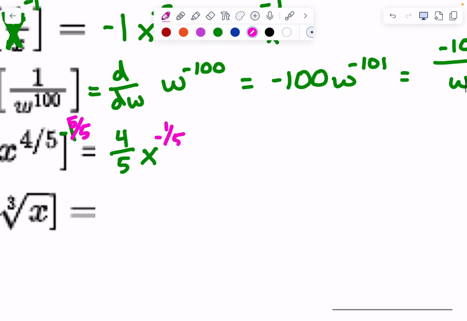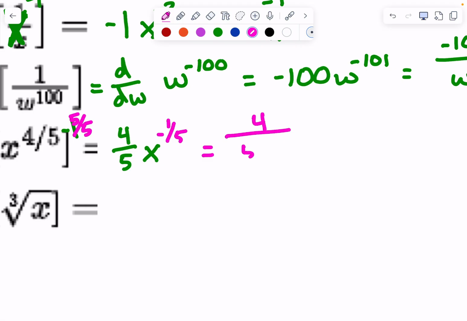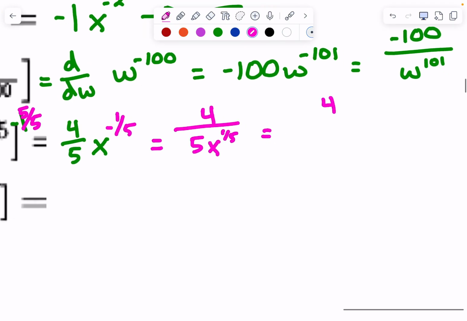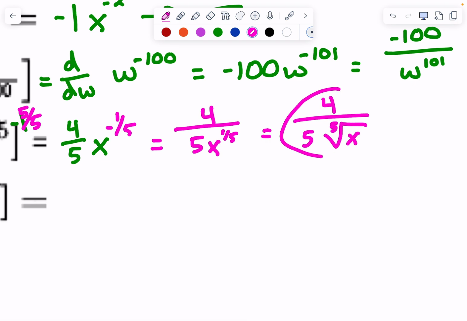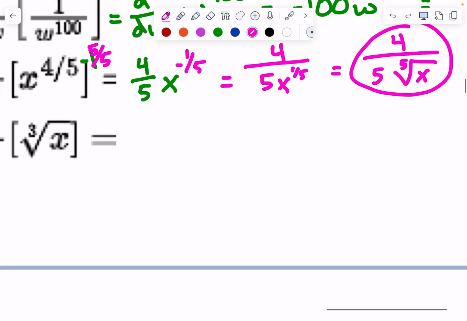Okay, now how do I make that negative 1/5 positive 1/5? Move it to the bottom: 4 over 5, x to the 1/5, right? Now he's down on the bottom. If I want to make him better, he is 4 over 5 and the 5th root of x, right? That's what he looks like. And we're not worrying about rationalizing fractions right now, so we get to leave roots in the bottom. Okay? Got it?